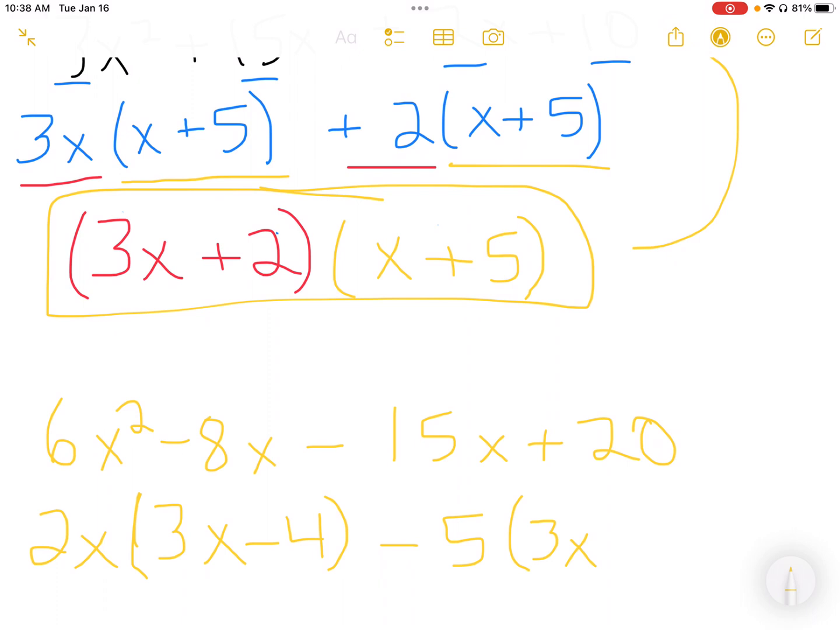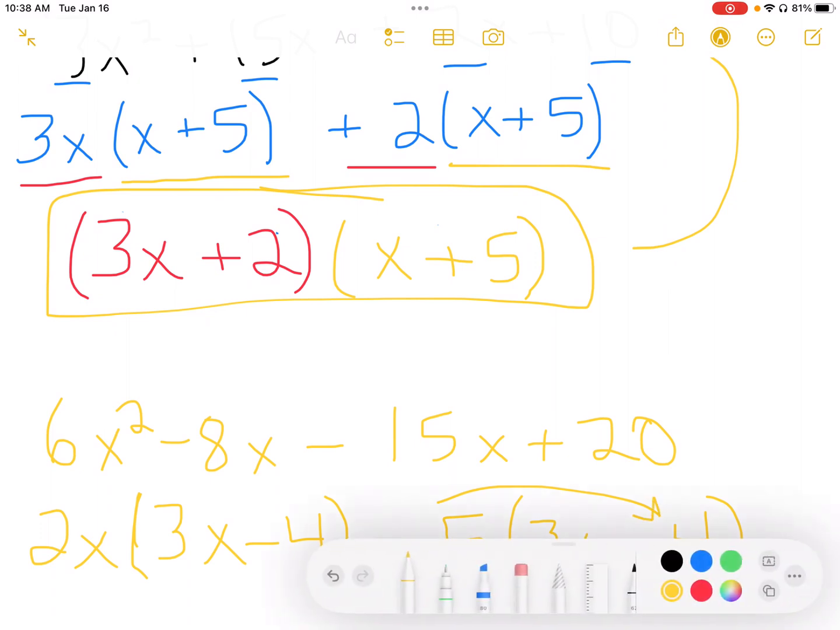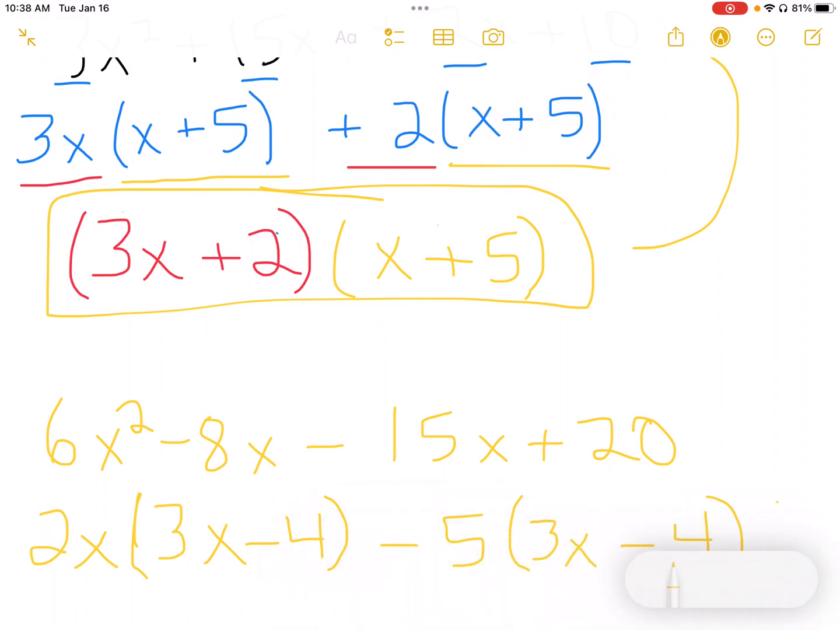If I did minus, then this number here would have to be minus as well. So then I have minus 4 here, which is what they did as well. Because minus 5 times minus 4 gives me positive 20. So you just have to make sure those things line up. That's the only thing you have to be careful with when you have negatives.